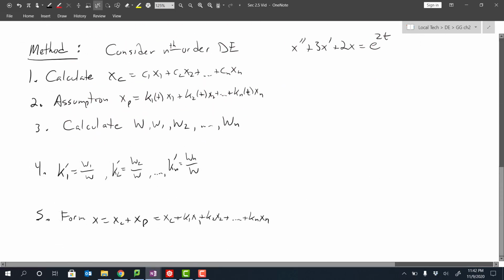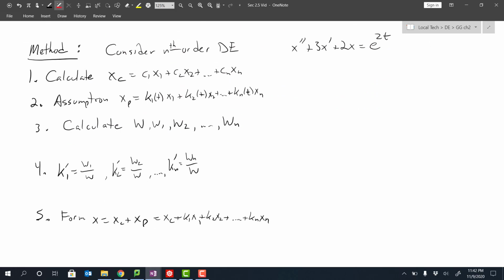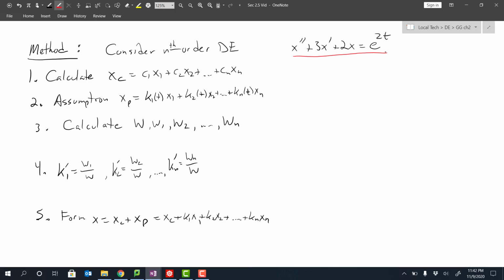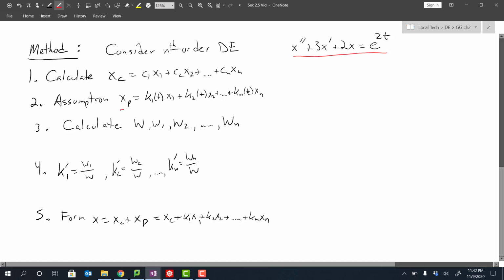So we'll start by considering this nth order differential equation in general, and then we'll look at our specific example of a second order differential equation. So step one is to calculate the complementary solution. And then the key idea that drives variation of parameters is we assume that our particular solution is some function times x1 plus some function times x2, and so on and so forth.